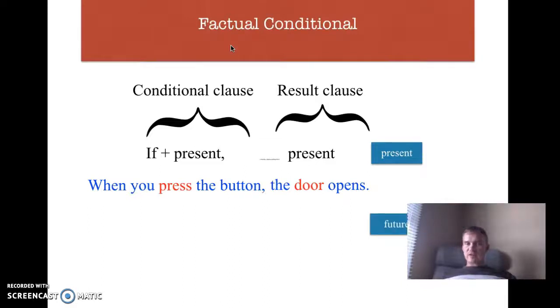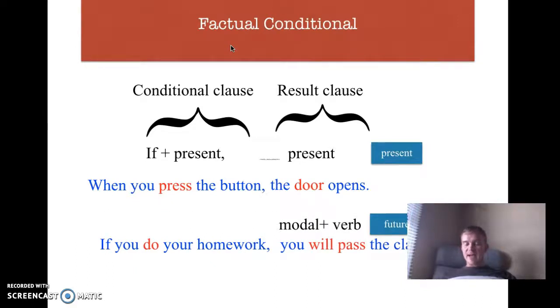We might also have a result clause in the future. If this is the case, we use a modal plus the verb. For example, if you do your homework, again, if plus present for a factual conditional, you will pass the class. Okay, so we're using that future modal there, will, plus the verb. So these are for factual conditionals. These are very likely to happen.